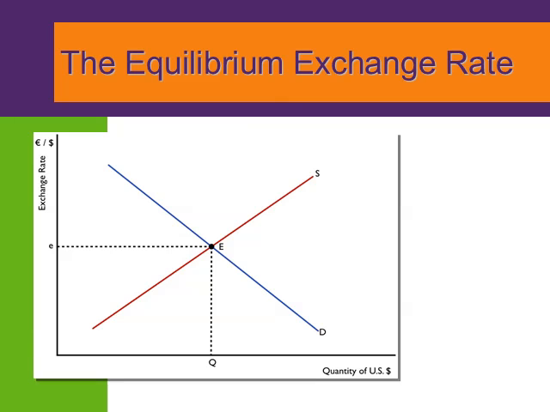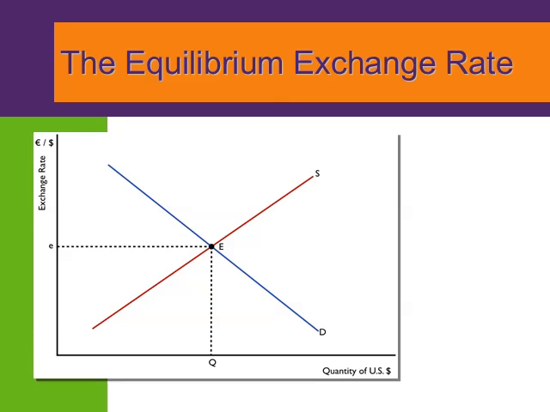If I want euros, I demand them. In order to acquire euros, I must supply dollars to the exchange market. So when Americans demand more euros, they supply more dollars. The graph below shows the market for the US dollar.